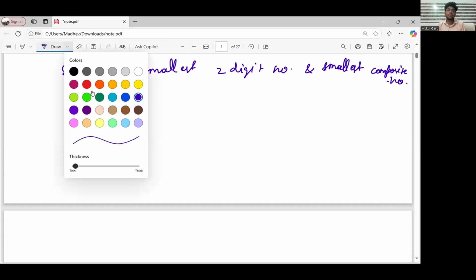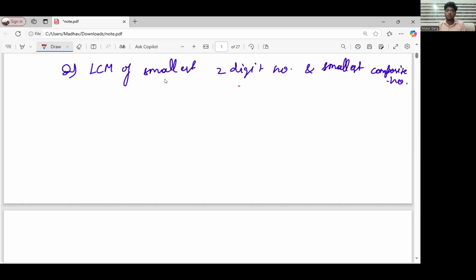So again, we have to follow the definition. We will follow the definition of composite number and then we will come back to it. So the smallest two-digit number is going to be 10.